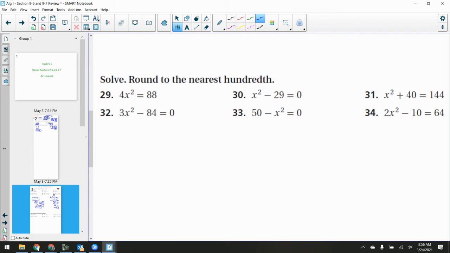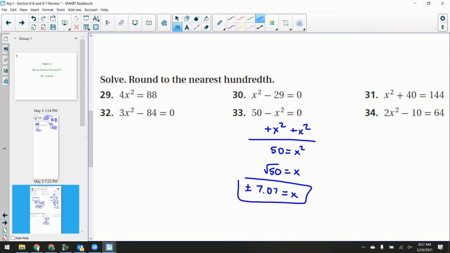Okay, what would I do for 33? Tell me. You could just add x squared to the other side. Good. So we get 50 is equal to x squared. And then what would I do? Good. Do it real quick. What do you get? There should be something in front of it. Yeah, plus or minus 7.07. The book had, let me check the desk. Yeah, the book had 7.07 as well.